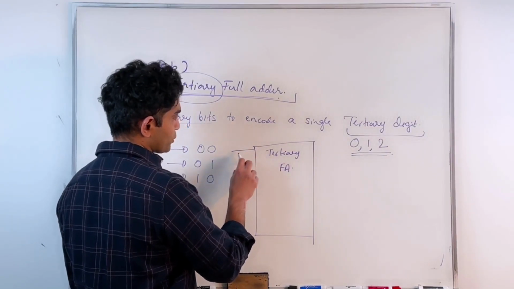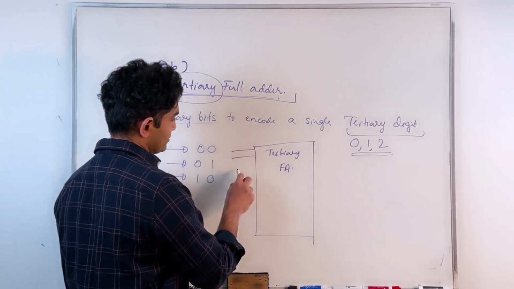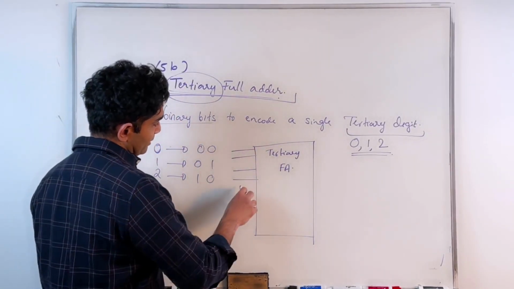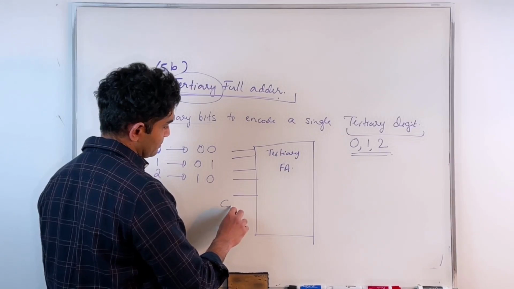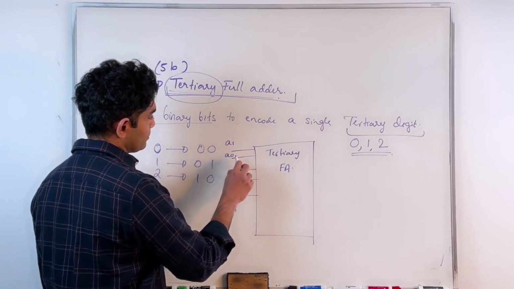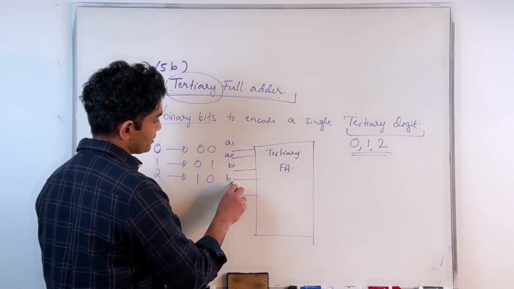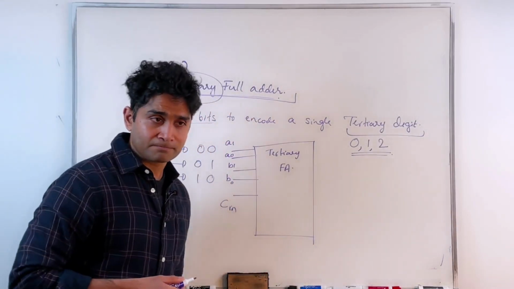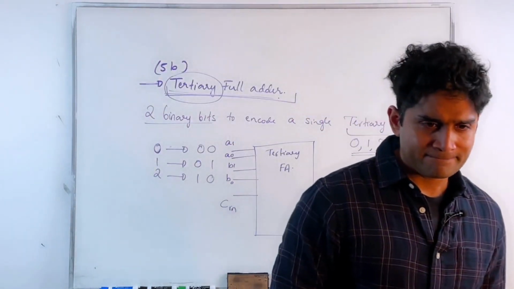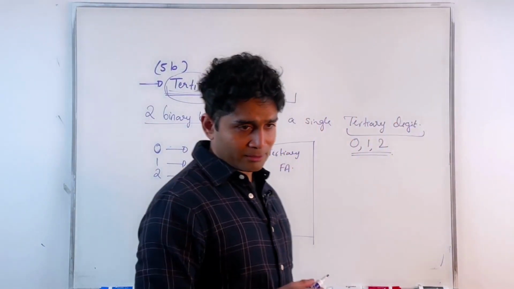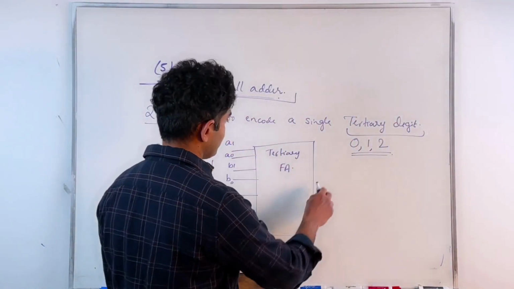Again, that's one tertiary digit, which is encoded as 2 binary bits. That's the second tertiary digit, encoded as 2 binary bits. Then I have the C in, right? So I'm going to call that A1, A0, B1, B0, C in. And how many outputs do I have? For this level 0 diagram, I have 3, right?